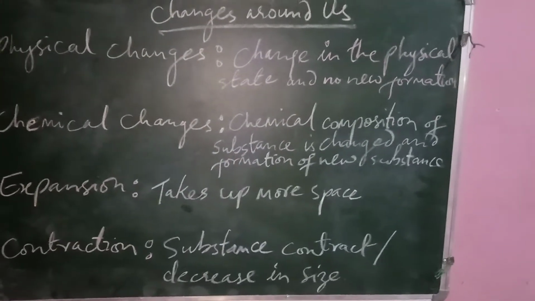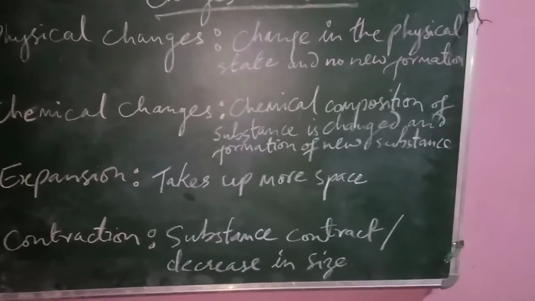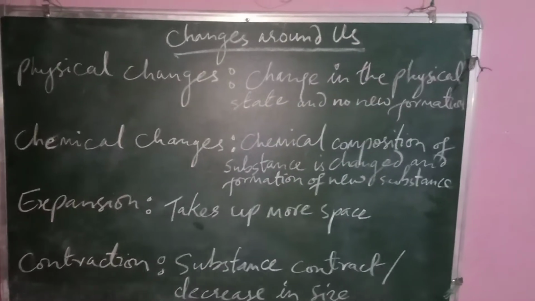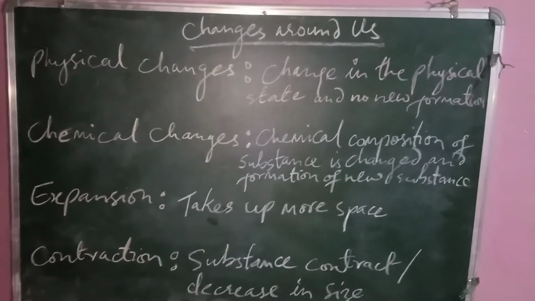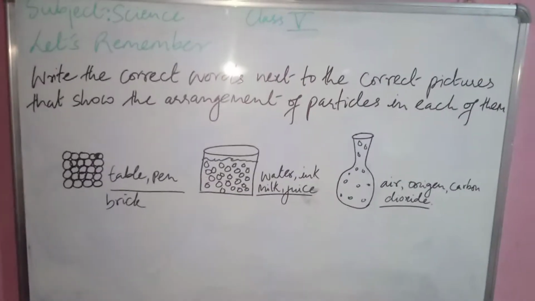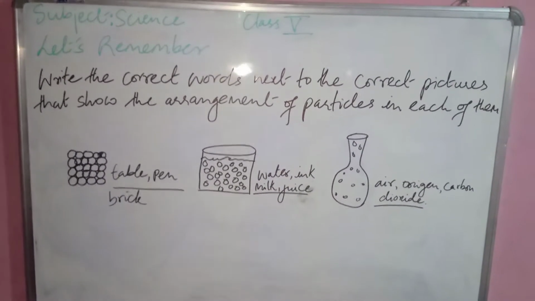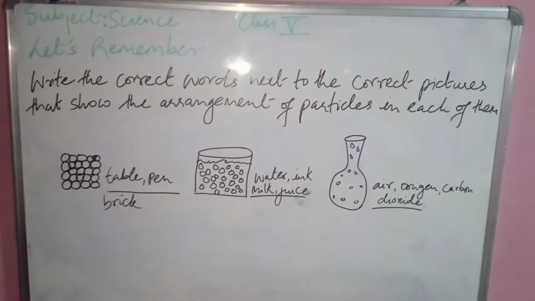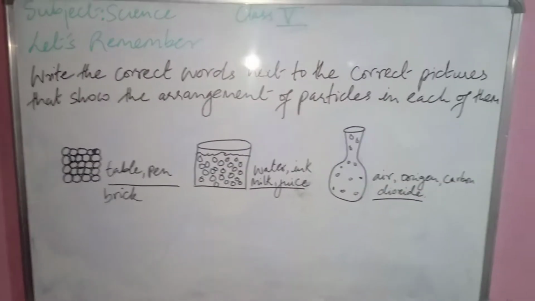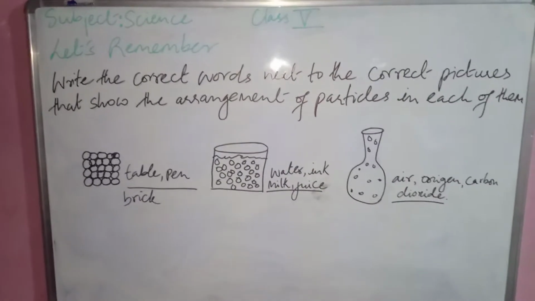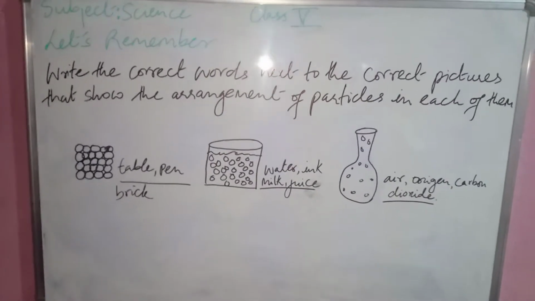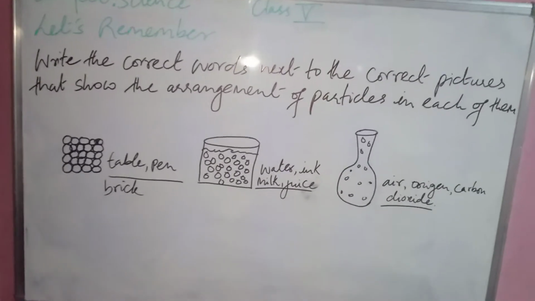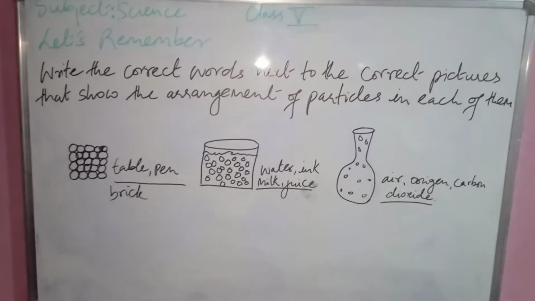After this, let's first do Let's Remember, then we'll come to expansion and contraction. In Let's Remember, write the correct words next to the correct pictures that show the arrangement of particles in each of them. As you can see on page number 51 of your textbook, they have given three diagrams. In the first one, the molecules are closely packed to each other, so we have to name it accordingly.